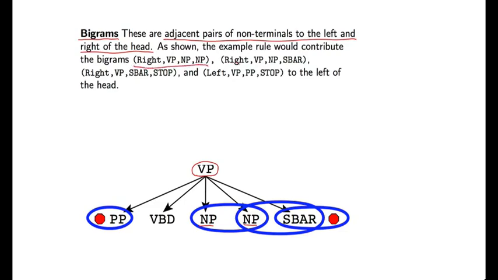Another feature would look at the fact we again have something to the right of the head of this rule. The VBD, by the way, is the head of this rule. And this would look at the fact that I have a VP, an NP, and an S bar to the right. Finally, I have again a rightwards feature with VP, S bar, stop, acknowledging that stop is the final component of this rule. And I have a leftward bigram over here, which is leftward VP, prepositional phrase, stop.